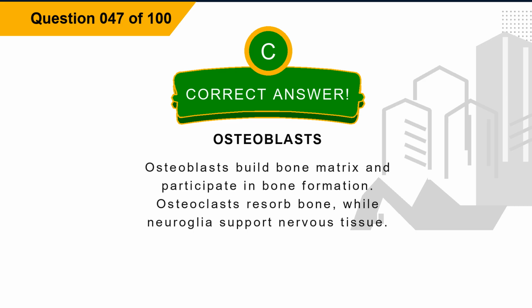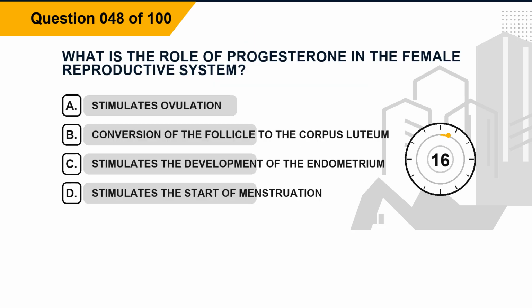Explanation: osteoblasts build bone matrix and participate in bone formation. Osteoclasts resorb bone, while neuroglia support nervous tissue. Question 48. What is the role of progesterone in the female reproductive system?